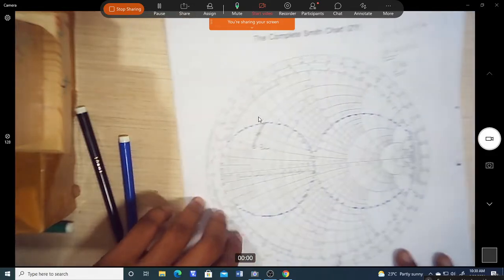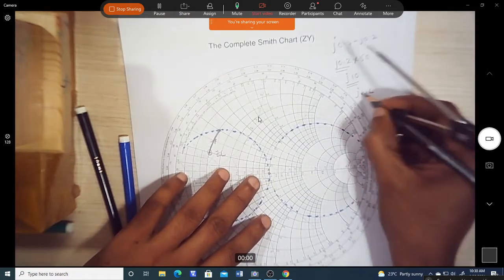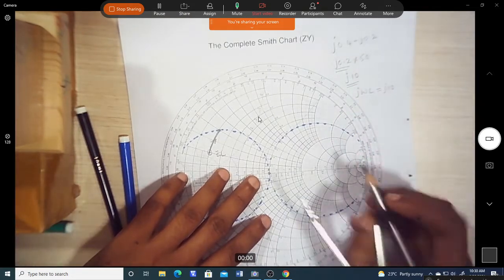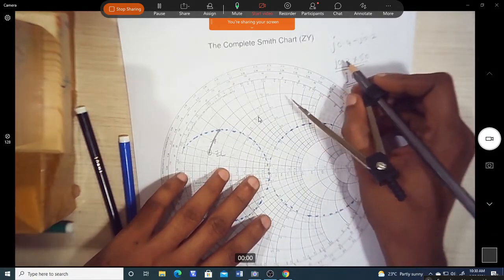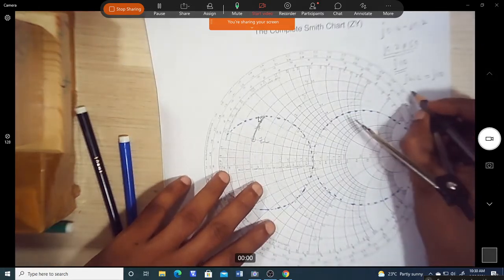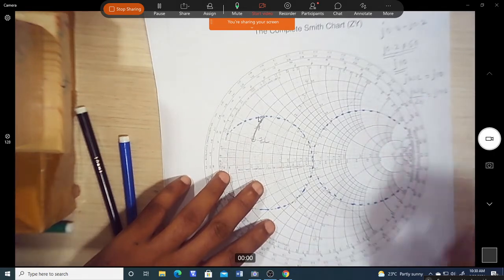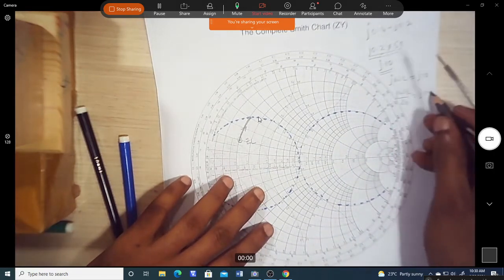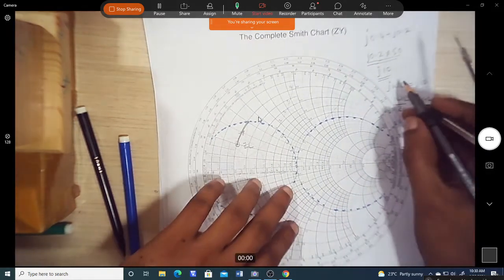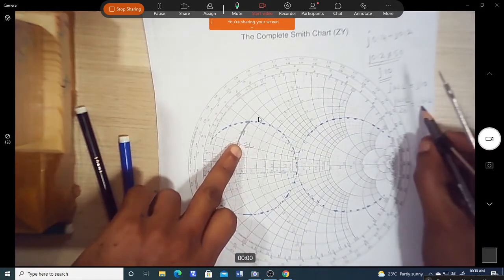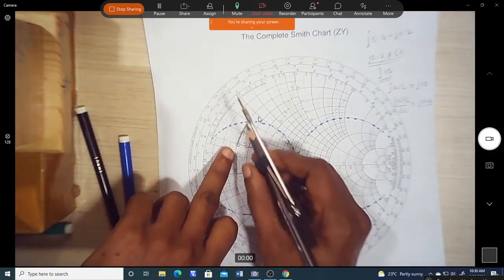Now we need to find the value of L. We know the equation J omega L, which is equal to J10. We already have the absolute value here. Or if you want to directly equate to the normalized value, then we take J omega L by Z0, which is equal to J0.2. That also we can do. Don't get confused: take the normalized value directly from the Smith chart, which is J0.2, and you can equate it to this equation for the series inductor.